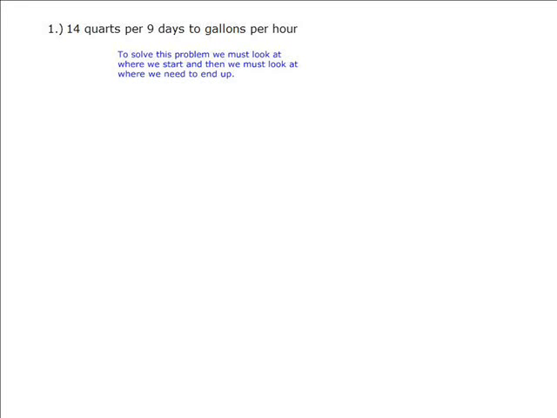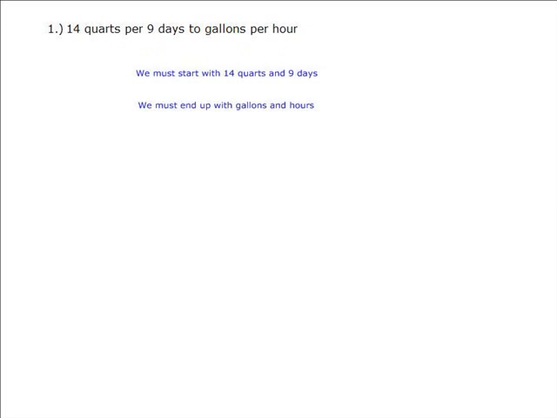Let's do a conversion problem together. Let's convert 14 quarts per 9 days to gallons per hour. To solve this problem, we must look at where we start, and then we must look at where we want to end up. We must start with 14 quarts in 9 days. We must end up with gallons and hours.